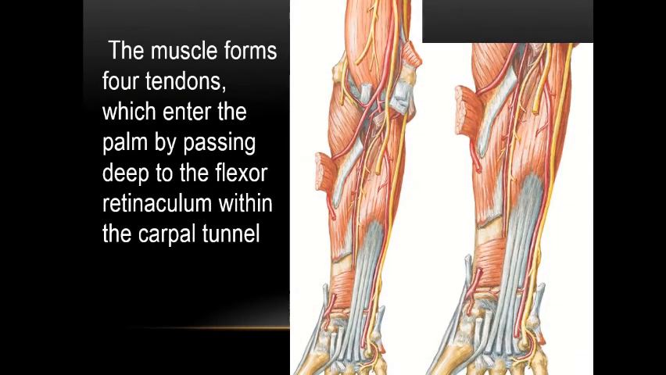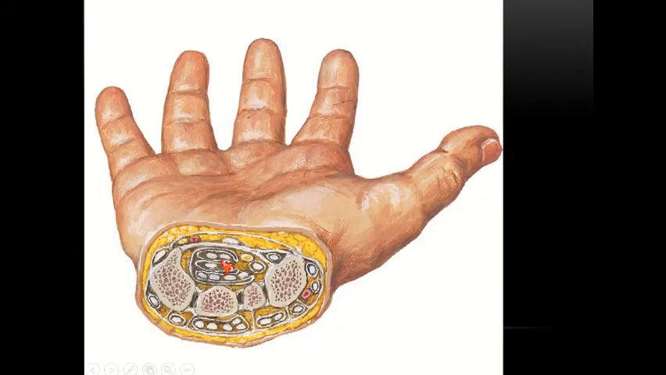Then coming to the insertion, the muscle forms four tendons which enter the palm by passing deep to the flexor retinaculum within the carpal tunnel. So in this picture, you can identify from superficial to deep. We can identify two tendons of flexor digitorum superficialis, concerned with the middle finger and the ring finger. The lateral one is for middle finger, the medial one is for ring finger, and in the deep group, the lateral one is for index finger, the medial one is for little finger. Below these four tendons, you can identify four other tendons lying in the same plane. They are nothing but flexor digitorum profundus tendons.